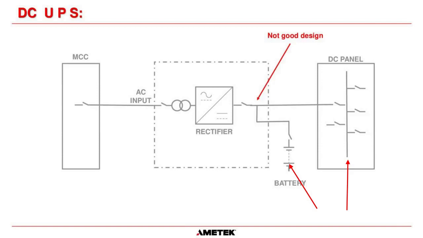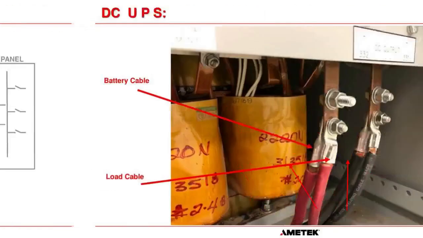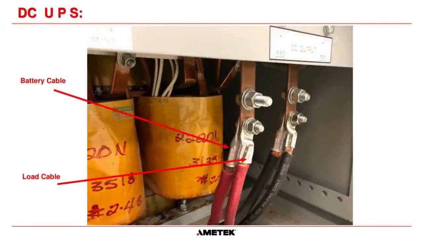Now, for me to explain that, I'll go to the next slide and you can see what I mean. So here is the DC output from an Amatec solid-state controlled charger. And you can see here, they have the load cable connected via a lug on the front of this bus bar, and they have the battery cable connected on the back of this bus bar. So they have connected the load and the battery cables in parallel. This is absolutely fine. It will work.